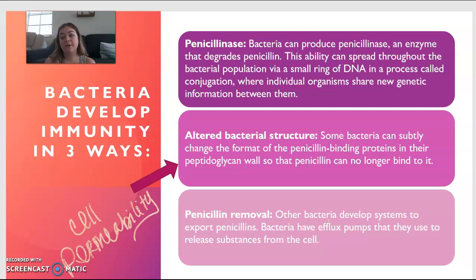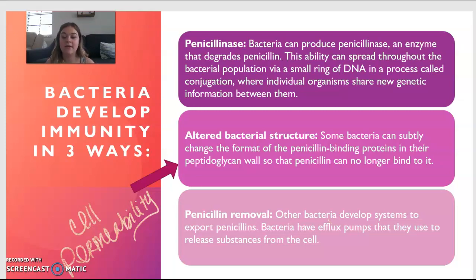So this ability can spread throughout the bacterial population using a process called conjugation, where individual organisms are sharing genetic information in between them. So we're adding that genetic variability to the bacteria and giving it this ability to create penicillinase. We're going to be focusing a lot more on the altered bacterial structure, so we'll get to that in just a second.